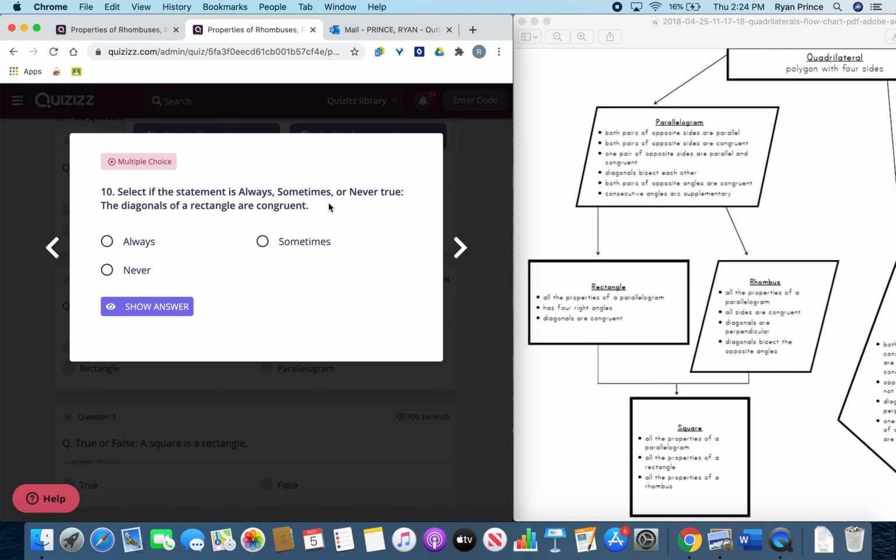Select the statement, always, sometimes, or never true. The diagonals of a rectangle are congruent. Well, if you look, diagonals are congruent. It tells you right there, diagonals of a rectangle are congruent. That is always true.